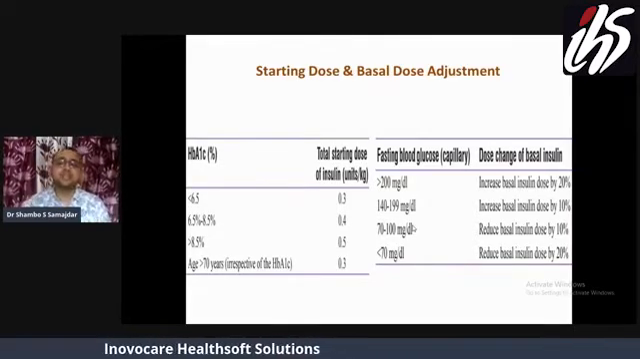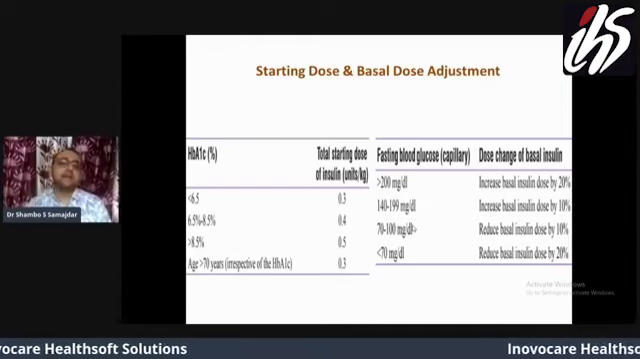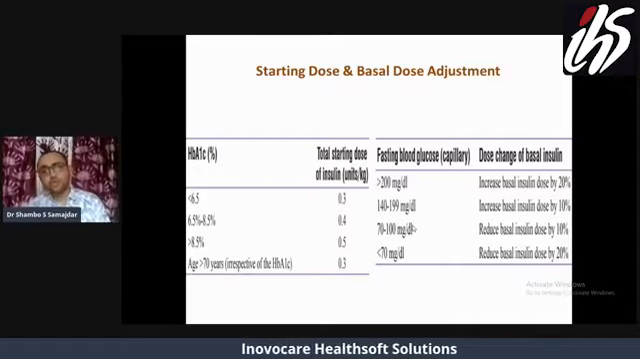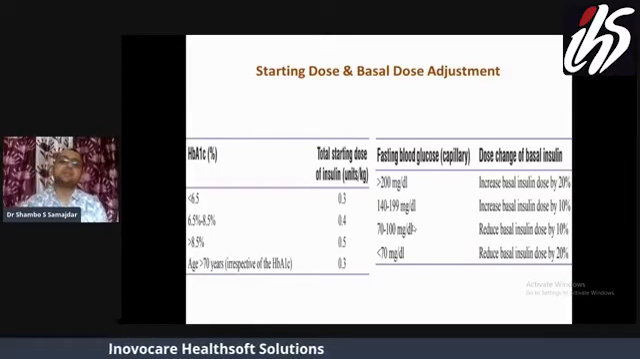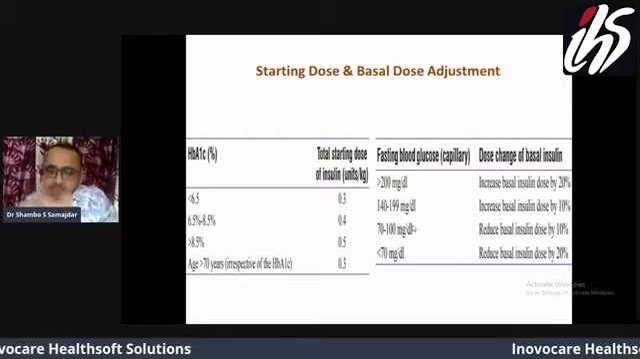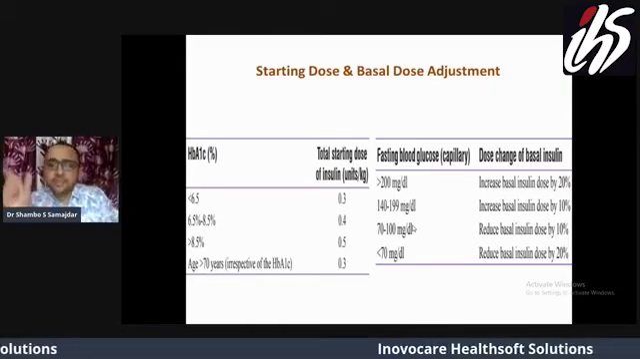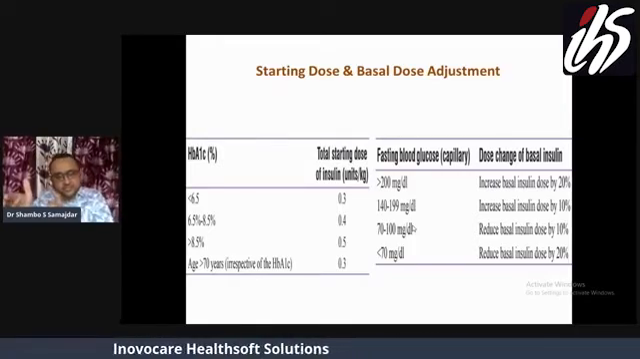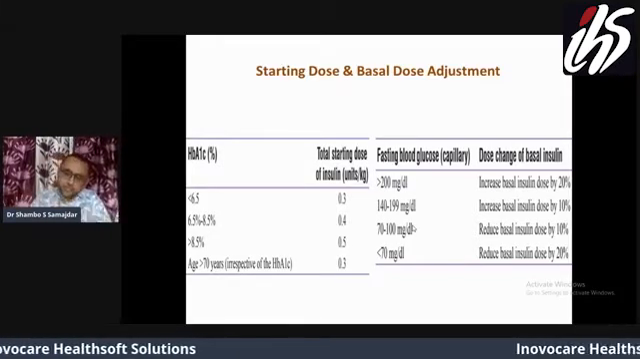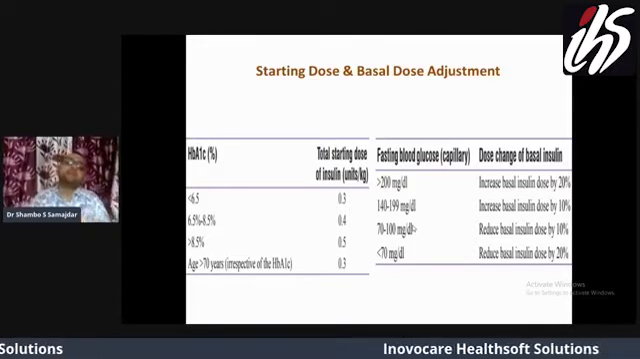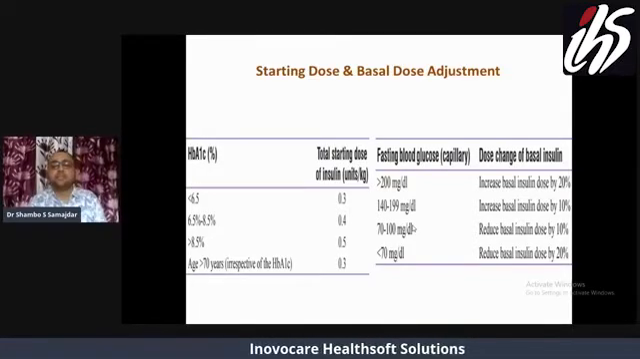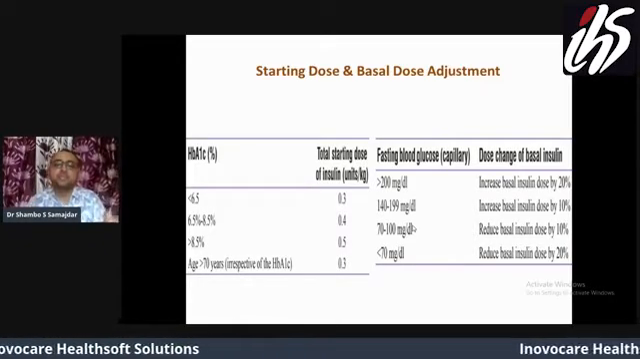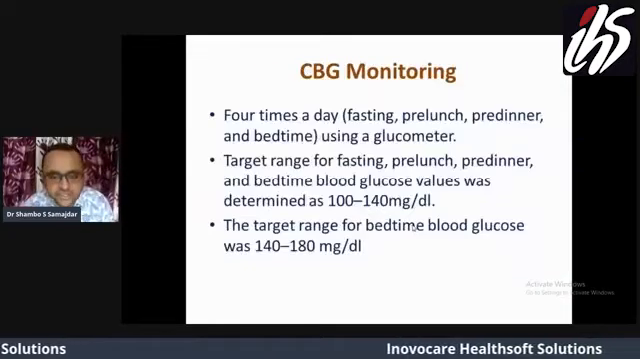And how can we change the basal insulin dose? They used this formula. If the next day fasting blood glucose is more than 200, they increase the basal insulin dose by 20%. If it is between 140 to 199, then increase the basal insulin dose by 10%. If it is between 70 to 100, then reduce the insulin dose by 10%. And if it is less than 70, reduce the basal insulin dose by 20%. So the optimum target fasting blood glucose is between 100 to 140.